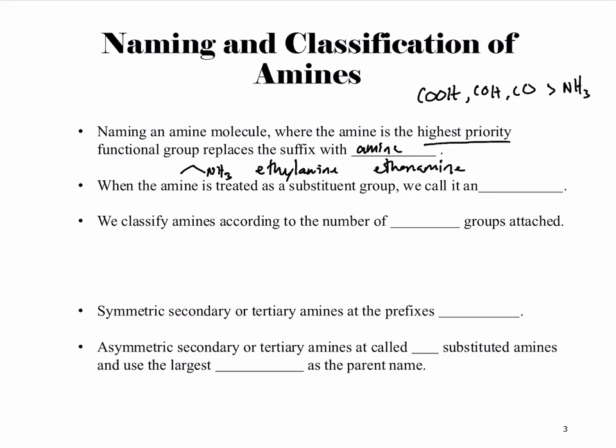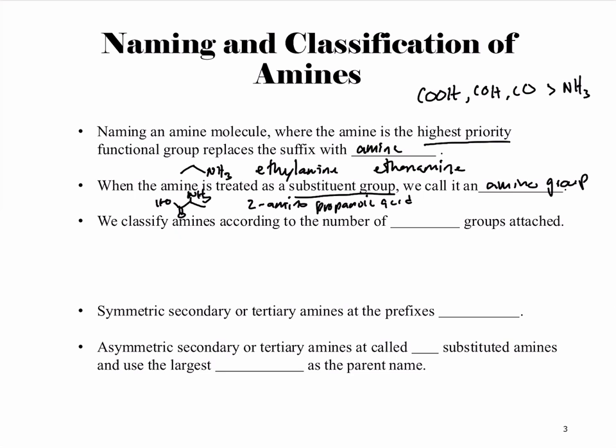When the amine is treated as a substituent group, so it's not the highest priority group, we call it an amino group. So if we had something like propanoic acid here, and we had an NH3 on the second carbon there, this would be 2-amino propanoic acid. And so those are the two ways that we name the amine, if they're a substituent group or if they are the primary functional group on the molecule.